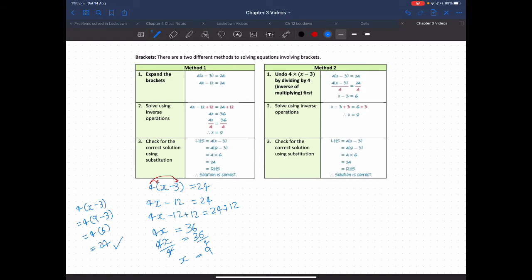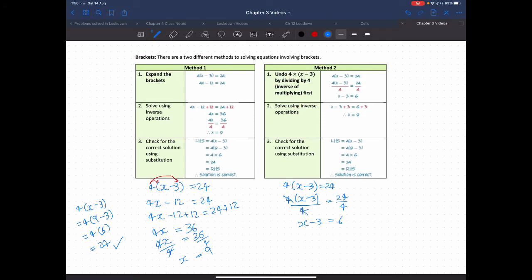A second way of doing this particular question, we've got 4 times x minus 3 equals 24, was to get rid of the 4 first by dividing both sides by 4. 4 times x minus 3 over 4 equals 24 divided by 4. What I've done to one side of the equal sign, I have done to the other. The 4's cancel, leaving me with x minus 3 equals 24 divided by 4, which is 6.